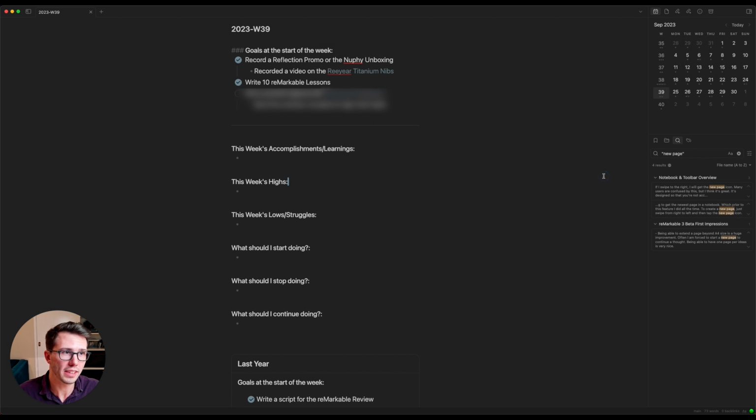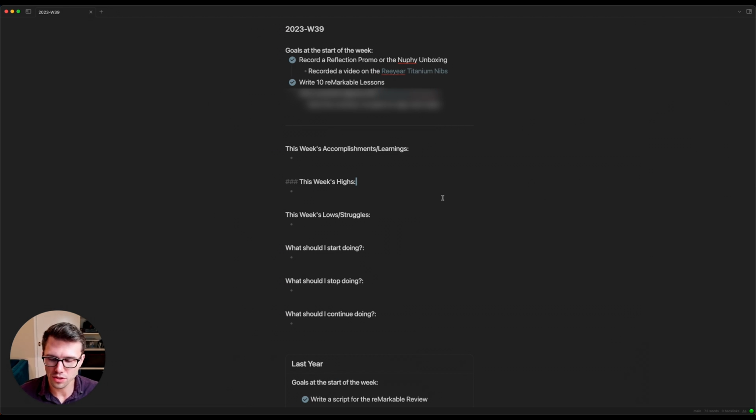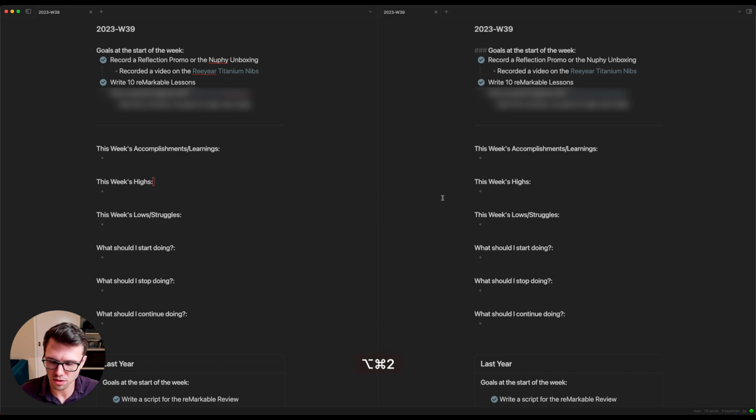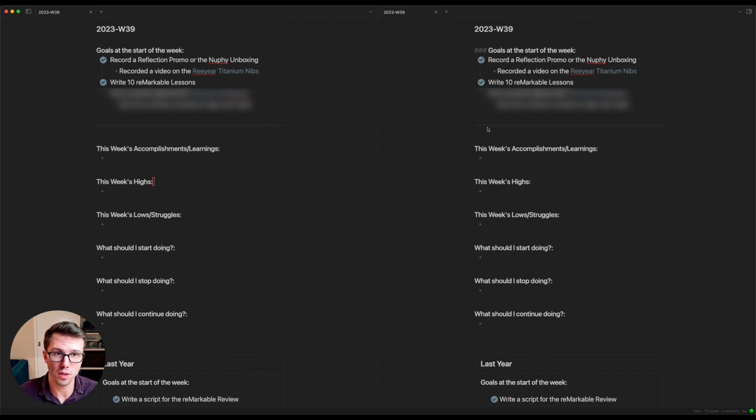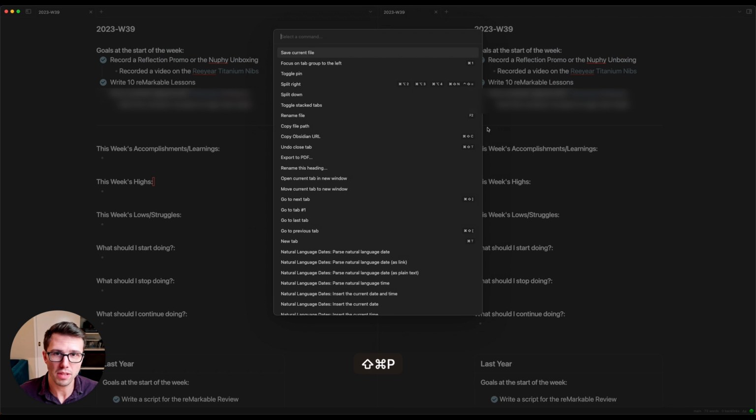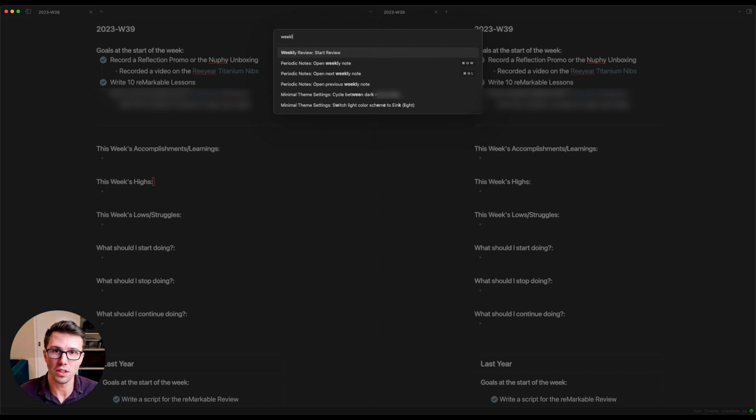So this was this week. We're gonna go ahead, and I'll create a second pane. For me, that's Command Option 2 to have two panes. I can do three to get three panes, and so on and so forth. And then if I hit Command Shift P, that'll bring up the command palette, and then I can go to Weekly Review and say Start Weekly Review.